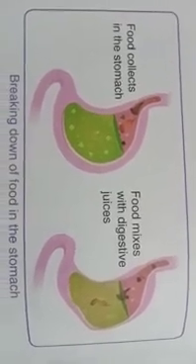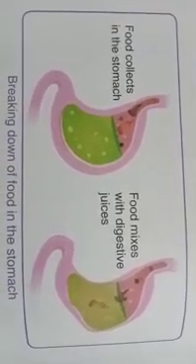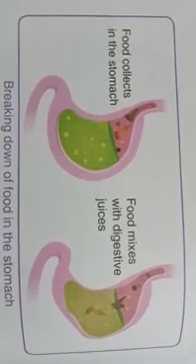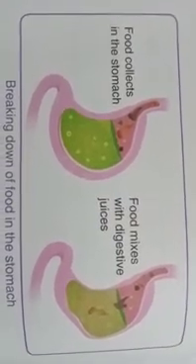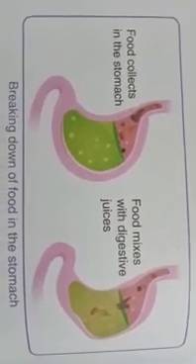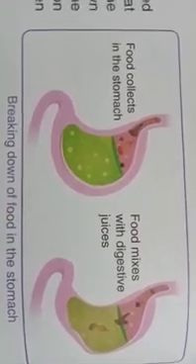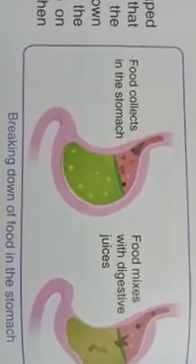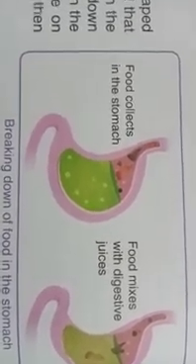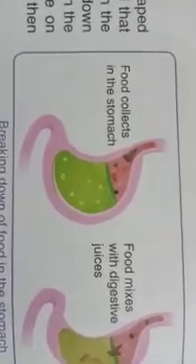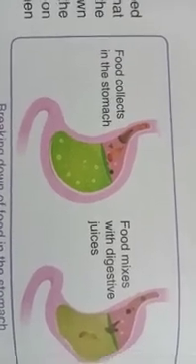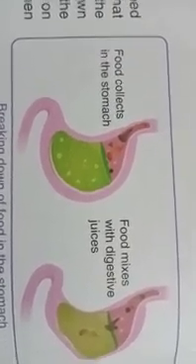Children, can you see the shape of our stomach? Yes, it is J-shaped. Listen, children. So this stomach carries our food and also it breaks down and mixes the food with our digestive juice. Okay, children. So then we are going to see about our small intestine.